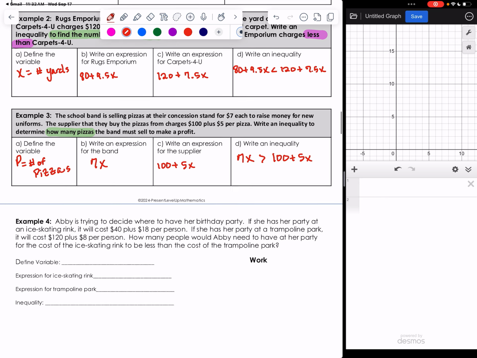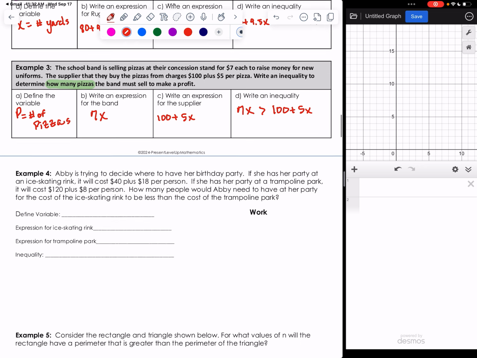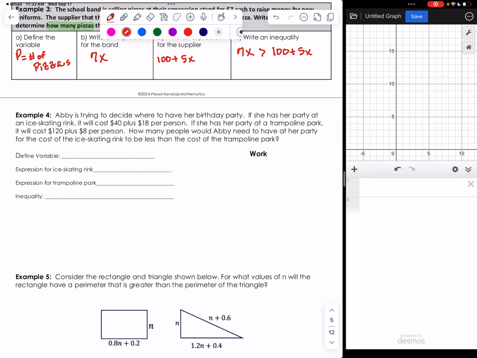All right, now let's look at actually solving some of these inequalities. Look at example 4. Abby is trying to decide where to have her birthday party. If she has her party at an ice skating rink, it will cost $40 plus $18 per person. If she has her party at a trampoline park, it will cost $120 plus $8 per person. How many people would Abby need to have at her party for the cost of the ice skating rink to be less than the cost of the trampoline park?